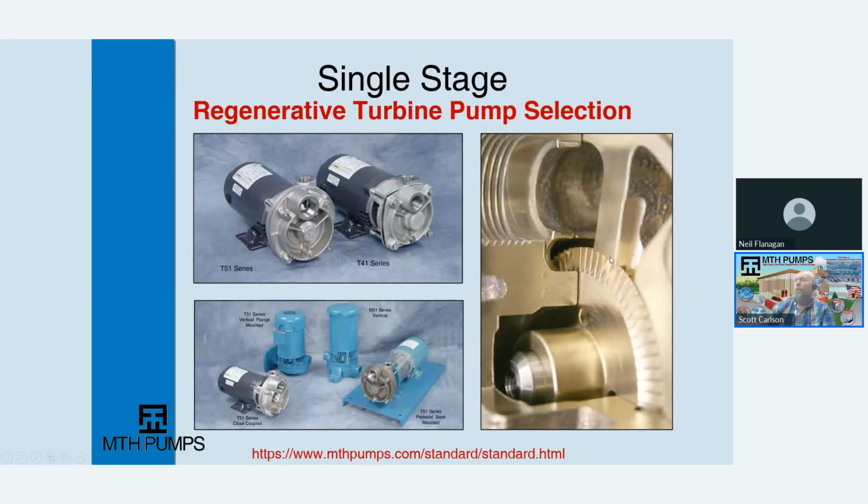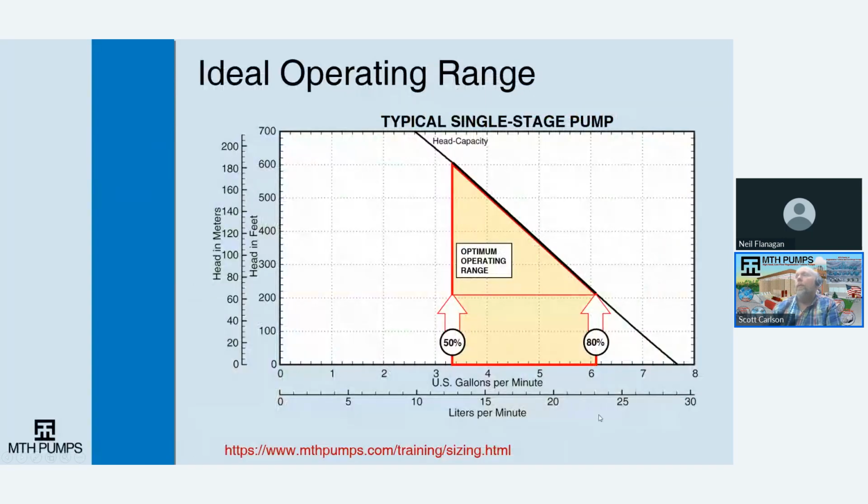So we'll talk a little bit about selection of a single stage regenerative turbine pump here. The first thing to know when you're looking at sizing up a pump is that the most optimal operating range is between 50% of the pump's full curve all the way up to 80%. So from 0 to the 7.7 or so, 50% hits us at about 3.3 something, and then the 80%, that's the optimal range.